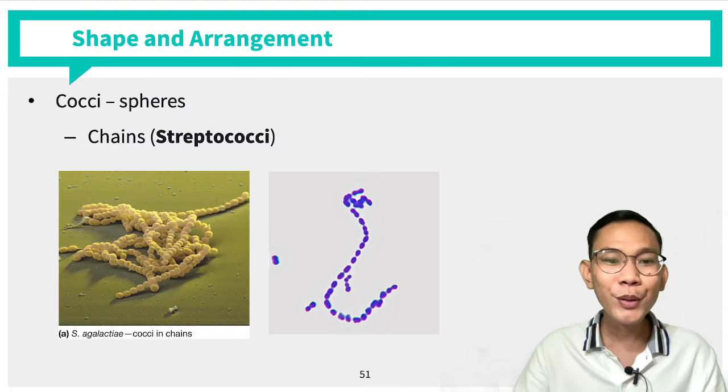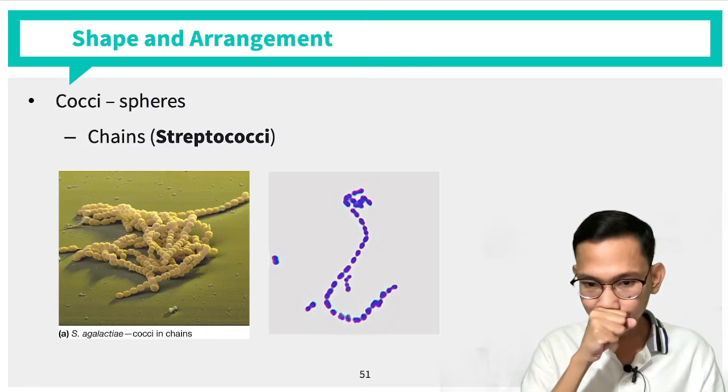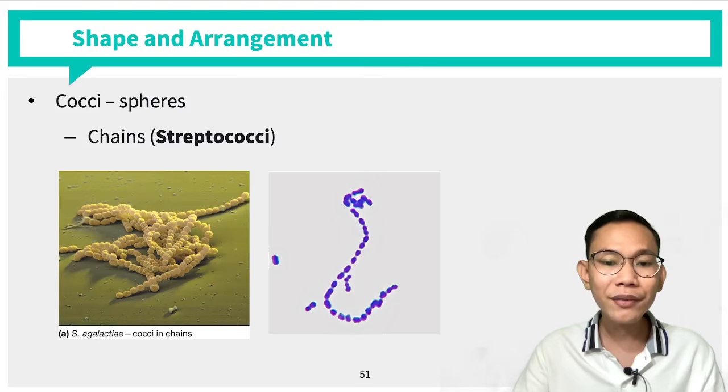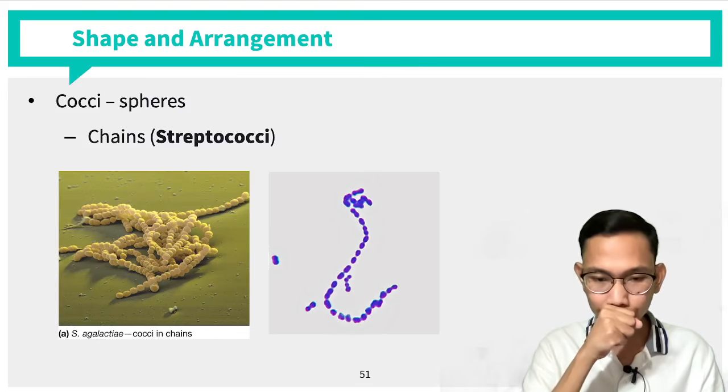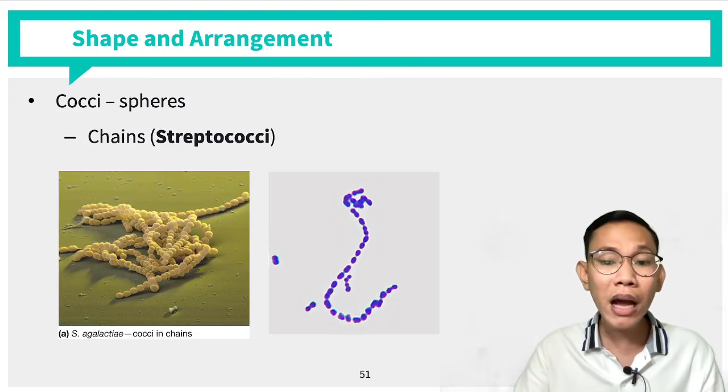Now we have also your chains. So this is the arrangement now. Your chains, or your example of that, your streptococci. Here, the bacteria are arranged in long chains. This belongs to the family Streptococcaceae, which is characterized by a lack of motility and being gram-positive bacteria. So, very basic, long chains.